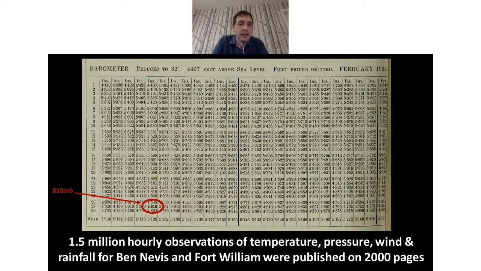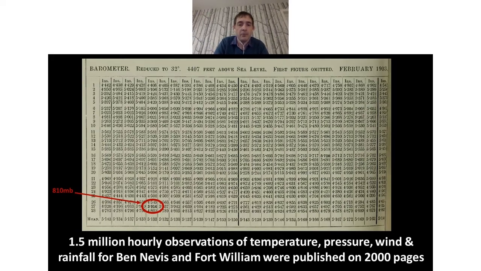And this is the barometer page from February 1903. I've highlighted the moment that this storm went nearby to Ben Nevis, and there was a recording of around about 810 millibar in our modern units, as the storm went close by. So we're obviously at 1,345 meters above sea level, so the pressure is very low, and they recorded 810 millibars at the summit. So what do we do with these 2,000 pages? How do we turn these images of this original data into data that we can use and understand and analyze?